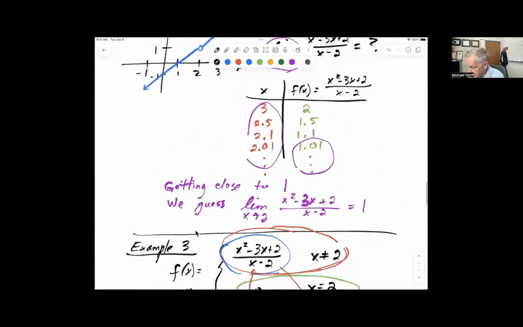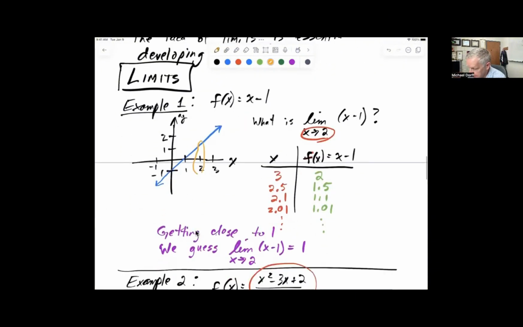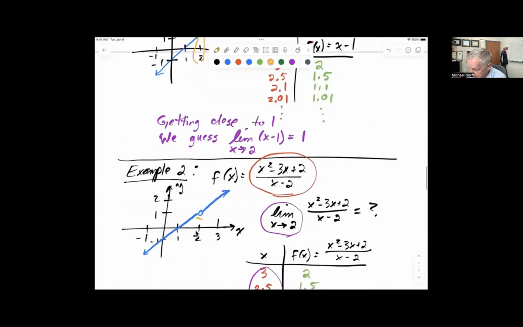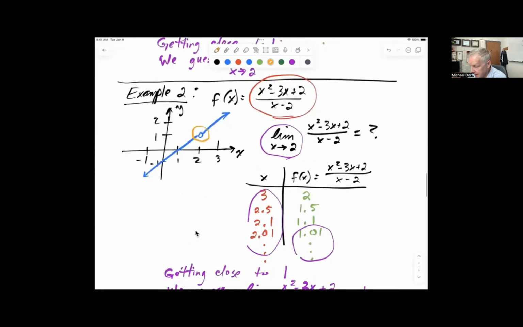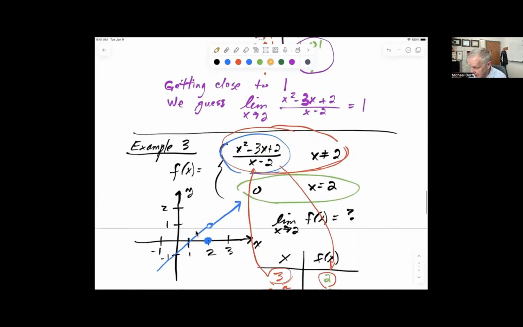Notice in the first example, when x equals 2, we have a certain value, and that's perfectly fine. But in the second example, we don't have a value for x equaling 2, but it didn't matter. We still got the value of the limit, and it was the same as the previous one.